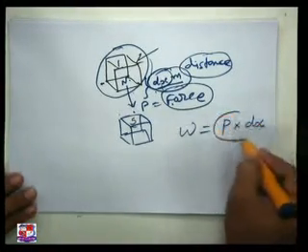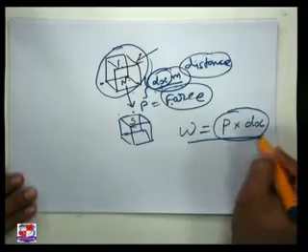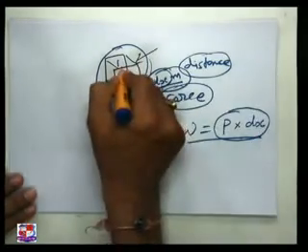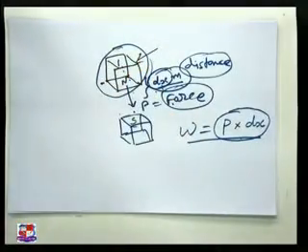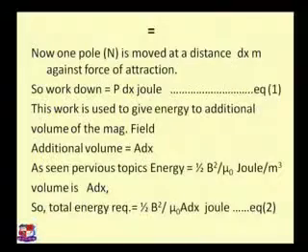So P into dx is the work done on the particular magnet. So work done is equal to P into dx joule. Equation number 1. This work is used to give energy to additional volume of the magnetic field. Additional volume is equal to A into dx.